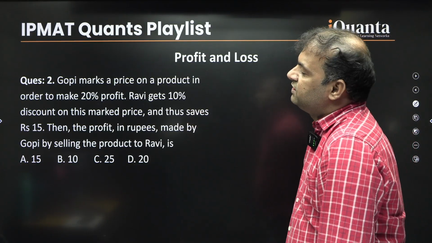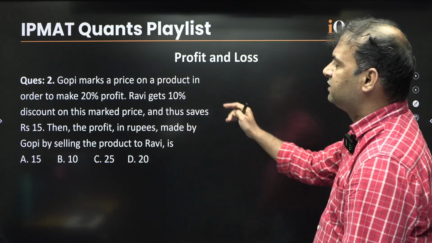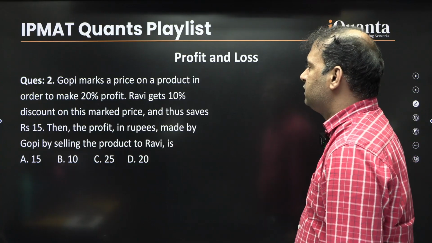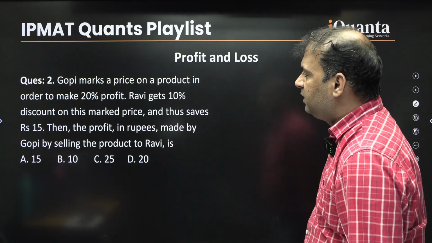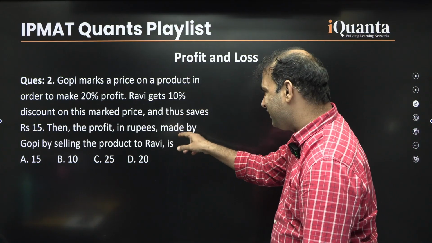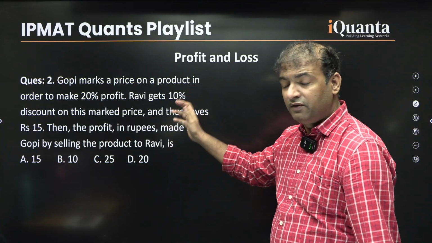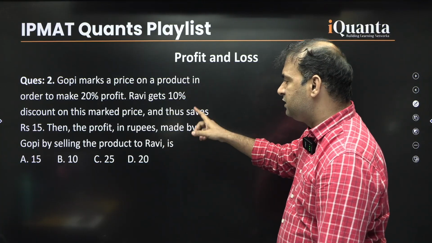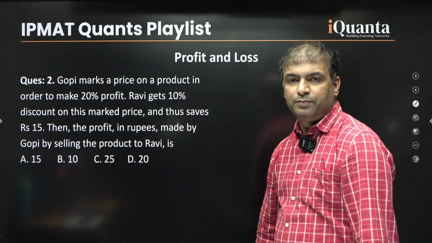Now let's look at the second question. It's also a very good question. It says that Gopi marks a price on a product in order to make 20% profit. Ravi gets 10% discount on the marked price and thus saves rupees 15. Then the profit in rupees made by Gopi by selling the product to Ravi is.